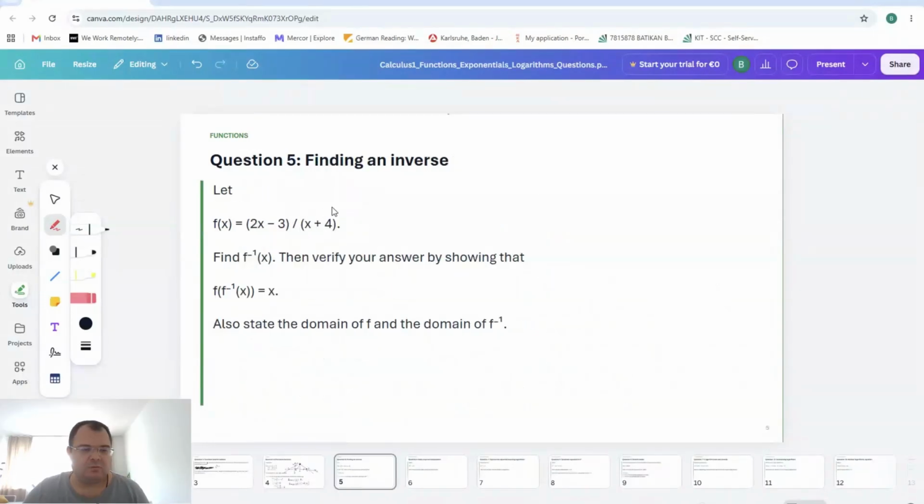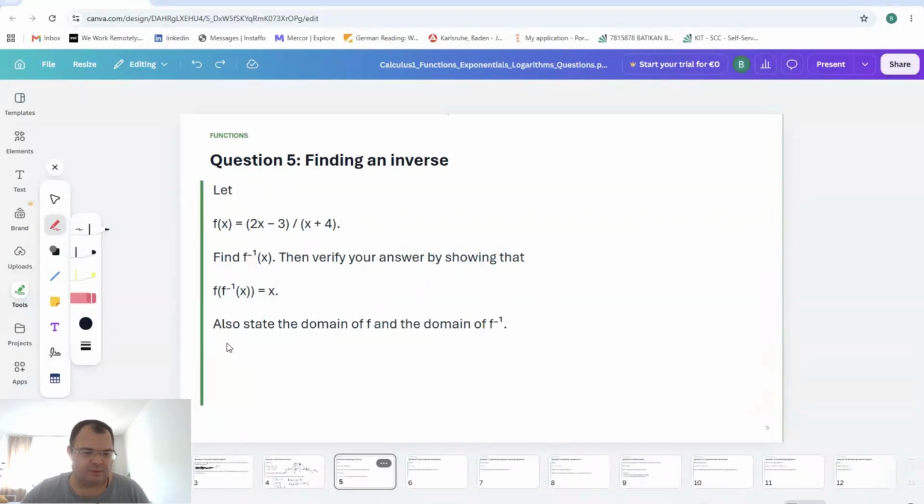Continue with question 5. It is asking us to find the inverse of this function, and then we need to prove that when the function itself is composed with the inverse of the function, it will give us x, because any function when composed with its inverse, they will cancel each other, and you will end up with x. And at the end, we need to find the domain of f and the domain of the inverse of f. So let's get started.